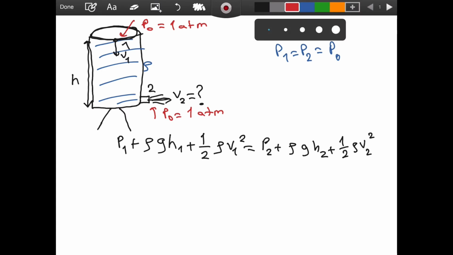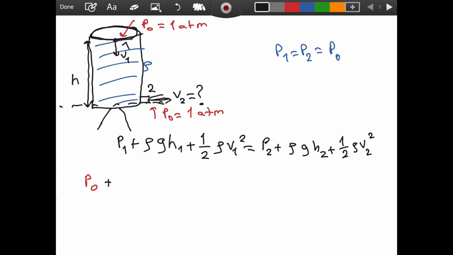For P1, I am going to write P naught. Then we're going to have a plus. Well, what is h1? What is the height 1? If I choose my zero line as the level of my exit, if I choose this as h equal to 0, then h1 is simply going to be the height, h. So we will have rho g h plus 1 over 2 rho v1 squared. We don't substitute for this right now. This is equal to, as I argued, P2 is equal to the atmospheric pressure, so we substitute P naught.